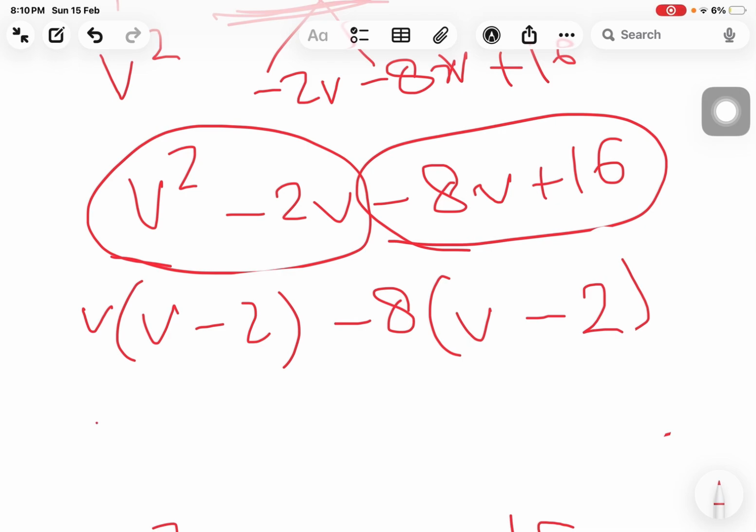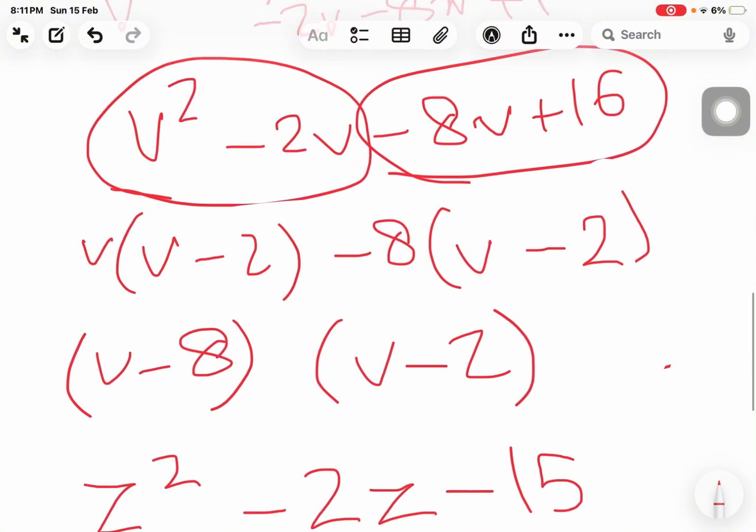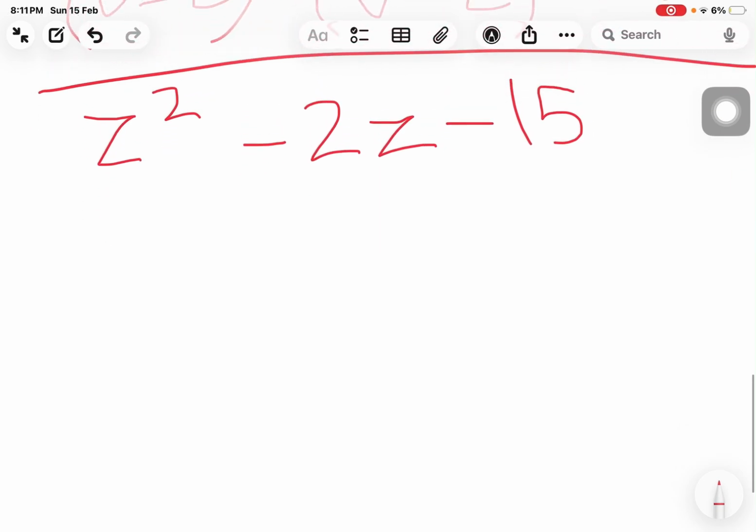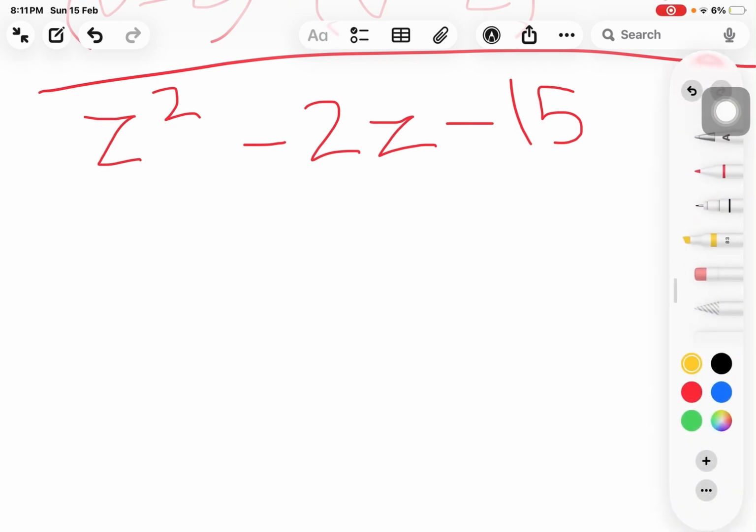v take away 8, v take away 2. Okay, we have done the second one. Well done. Let's go to the third and the last one. Okay. First, as we said, we multiply the first number, which is 15, with the last number in here, but there's nothing, so we'll count it as 1.